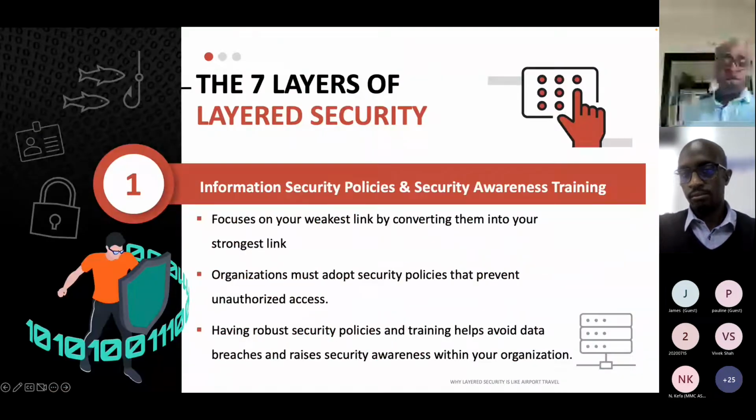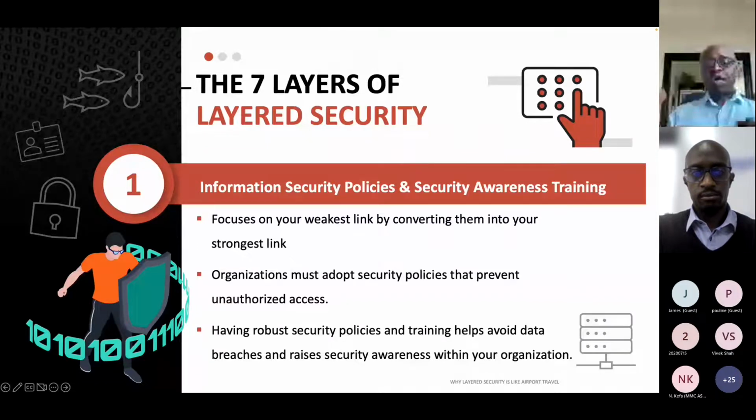So the first one is information security policies and security awareness training. Here we focus on what we identified earlier as the #1 point of weakness. By converting them into a strongest link, we'll give them all the information they require and all the training that they require to enable you, your organization, adopt security policies that prevent unauthorized access. Having robust security policies and training helps avoid data breaches and raises security awareness within the organization. So that is how that helps.